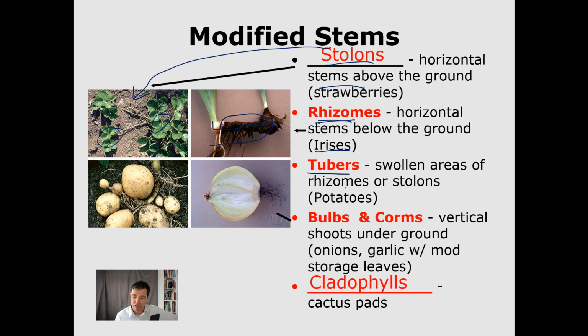Tubers are swollen areas of a rhizome or a stolon. That's where potatoes come from. Remember I told you a sweet potato and a yam are a root, but a potato is not. A potato is a stem because a potato is a modified stem.